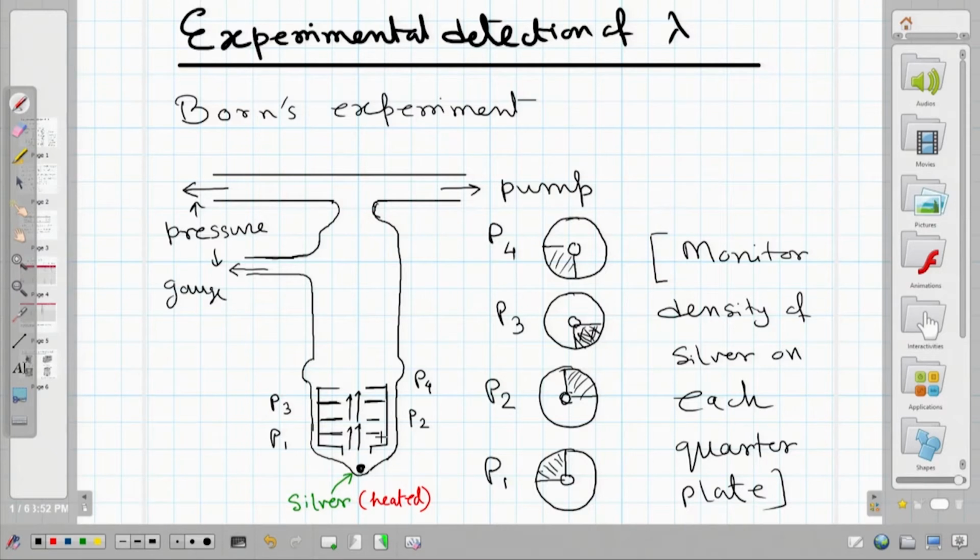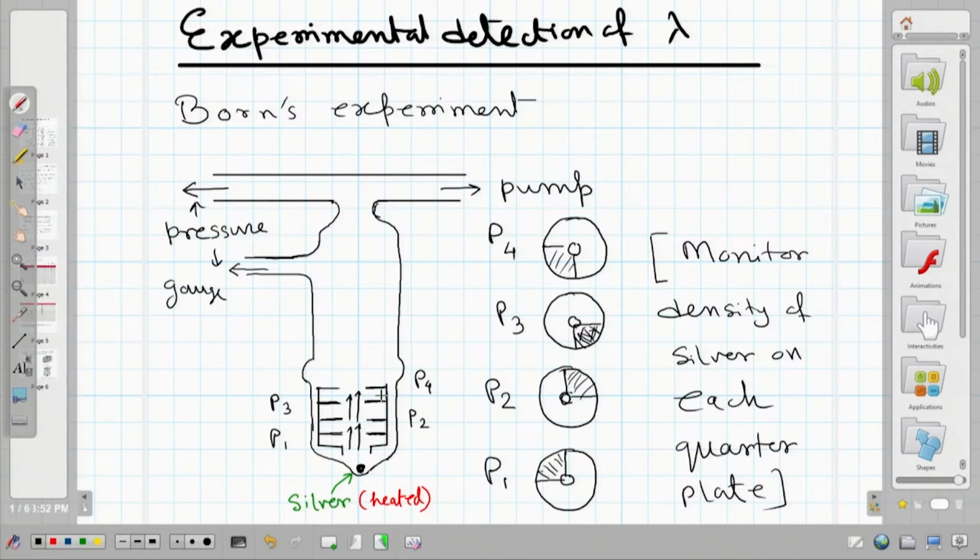So, when we start heating this element, the metal molecules go up and they put coating on whatever they can find. So, of course, they will put coating on the silver plates, no surprise here, they will put some coating on the silver plates.